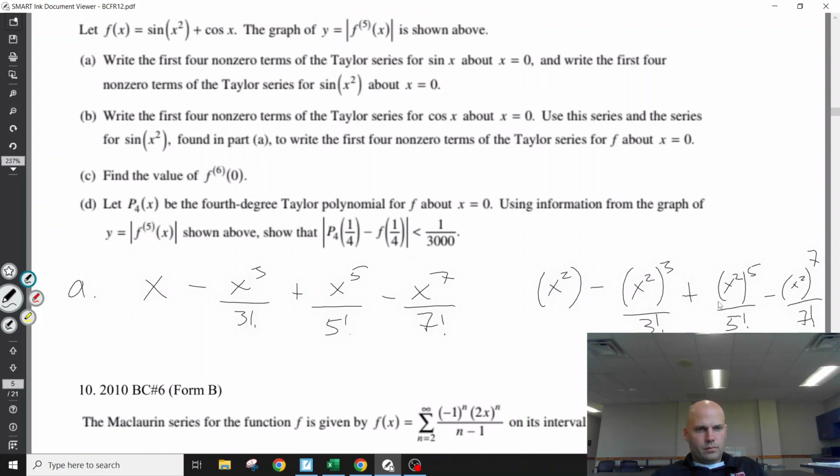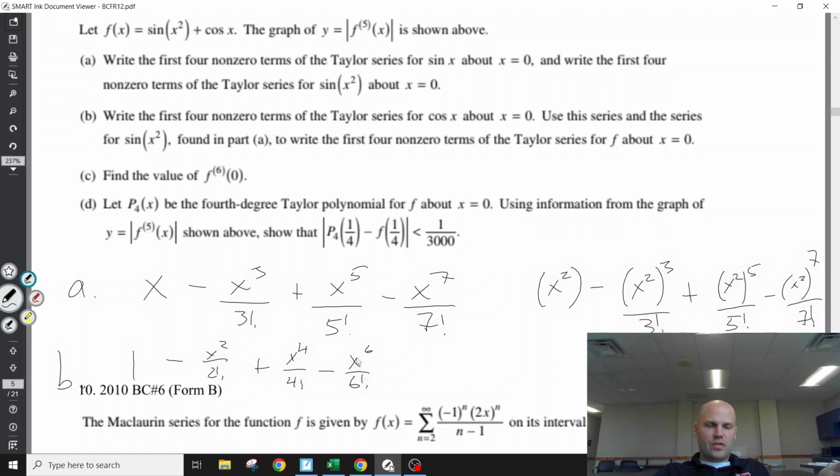Cosine. This is the one that does start at 1. Skips x, goes to x squared. Skips x cubed, goes to x to the fourth. Goes to x to the sixth. They're really leading you through this problem too.